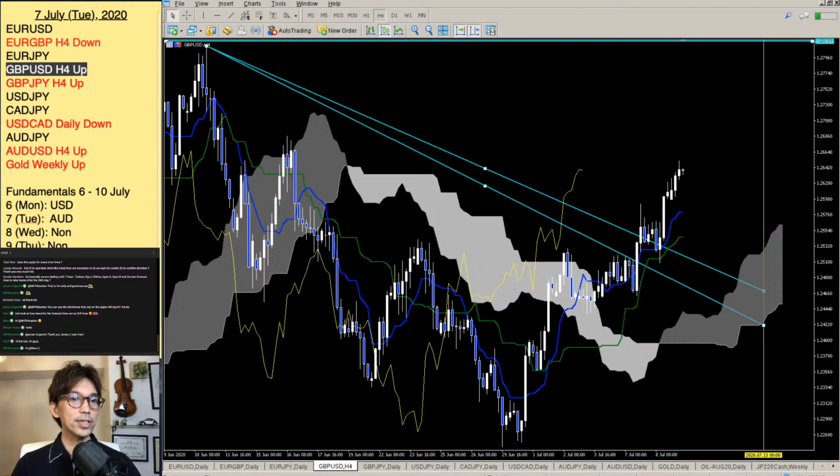Does this apply for every time frame? Yeah, technically it applies to any time frame, but I recommend you to apply it on the daily chart first.